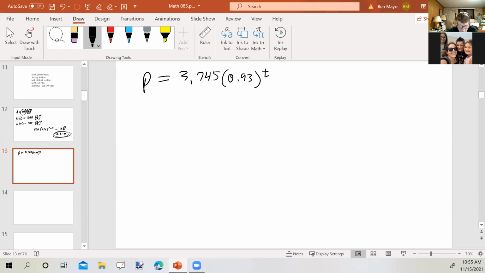Anybody? So when T is 0, what does P equal? 3,745. Right, it's just like the previous problem. Is the population growing or decaying? Decaying. How do you know? It's less than 1. The base is less than 1.